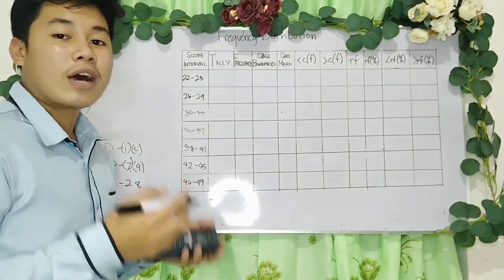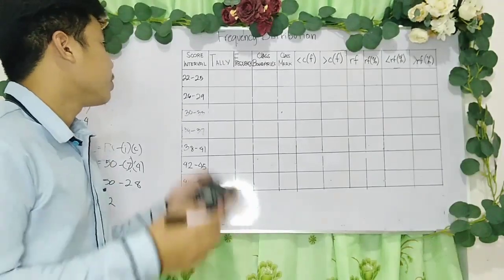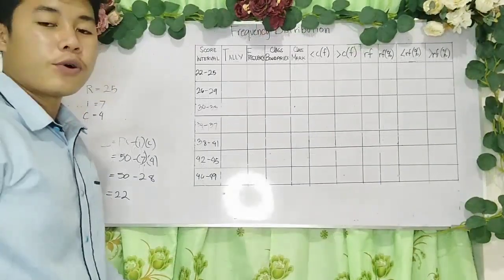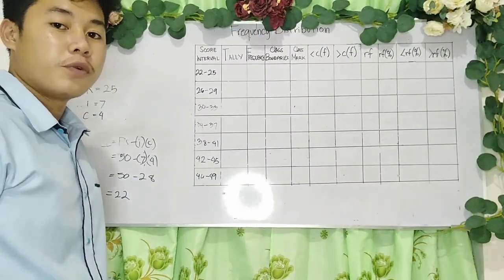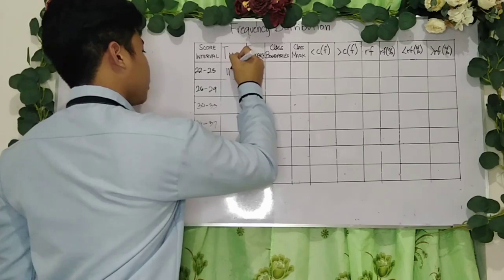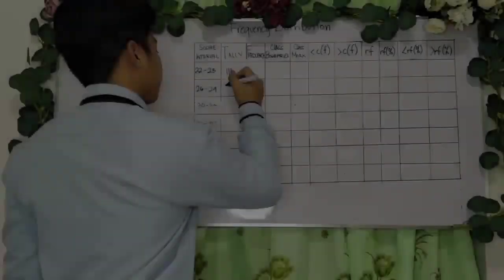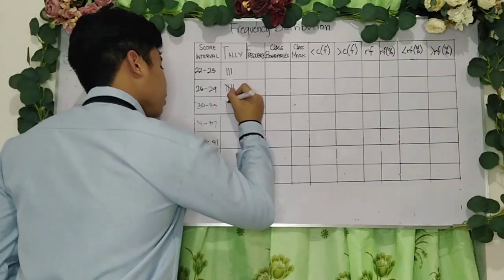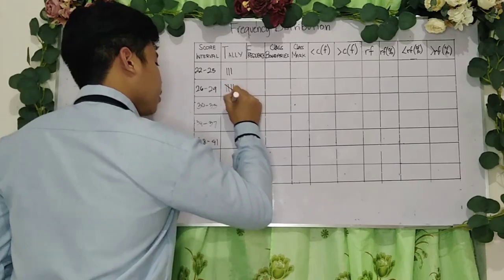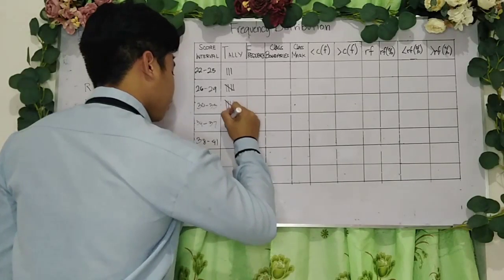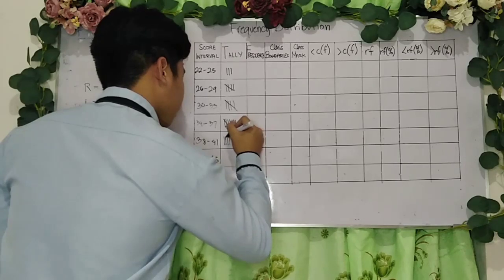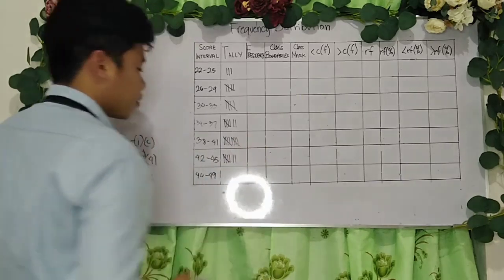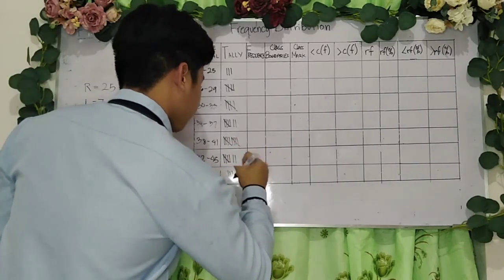In tallying, we need to count the scores which belong to our score interval. So we need to refer to our raw data. According to our raw data, the tally of our first interval is 3. The tally of our second interval is 5. Next, the tally of our next interval is also 5. And the tally of our next interval is 7. The tally of our next interval is 10. The tally of our next interval is 7. And lastly, the tally of our last interval is 3.